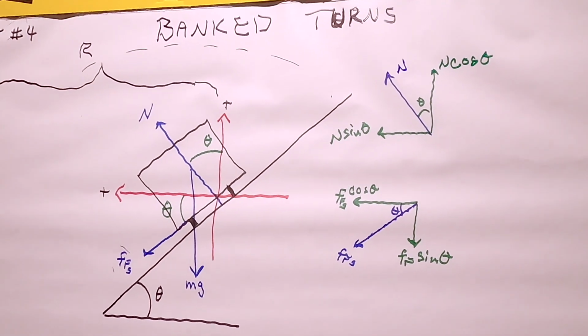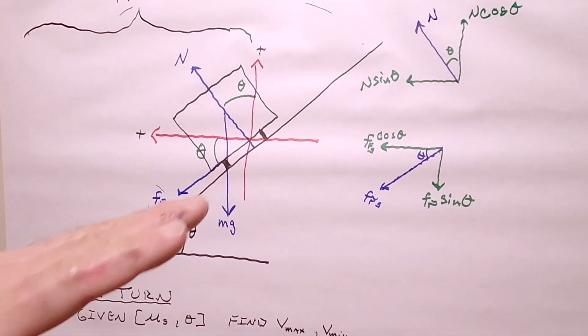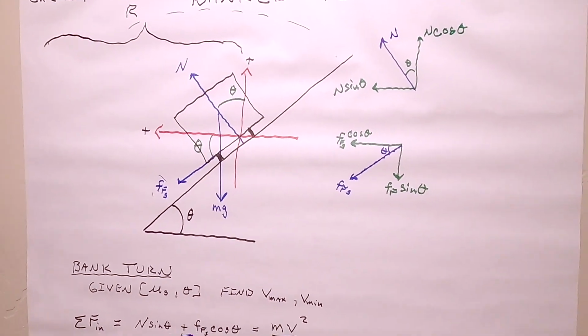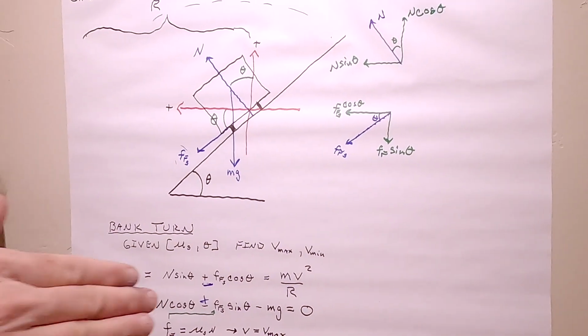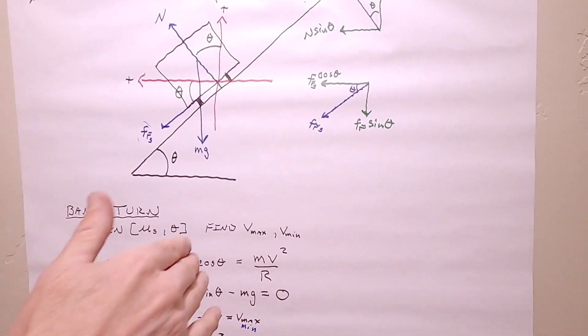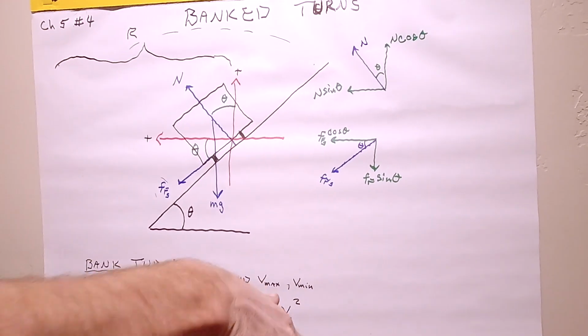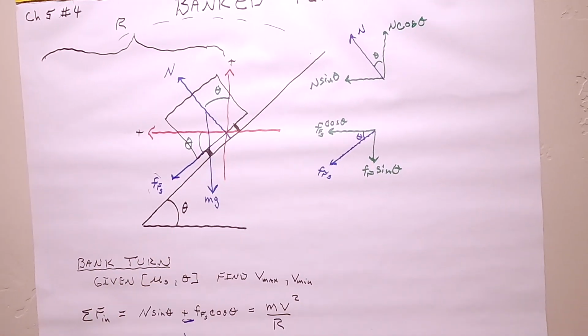Now, if we wanted to look at an anti-bank turn, instead of going around like this, you're going around like on the surface of a cone right here, which is much more dangerous. We don't bank turns downward when we go around them. We always bank them upward right here.